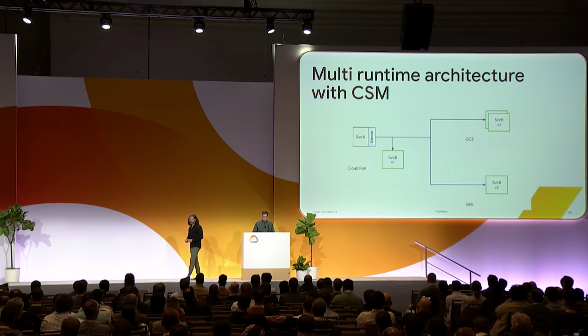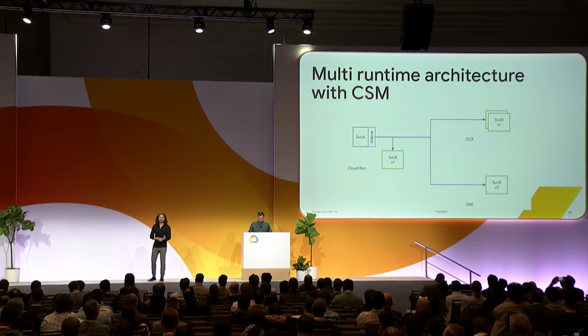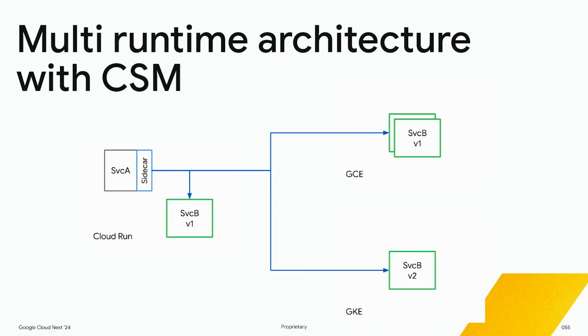OK, let's take a look at a couple of new features. So the first one was multi-runtime support. A lot of people were asking that. Nobody pretty much runs their applications in a single runtime. They're always running in different runtimes, so we added all of the runtimes. So the architecture, we have all three runtimes, Cloud Run, GCE, as well as GKE.